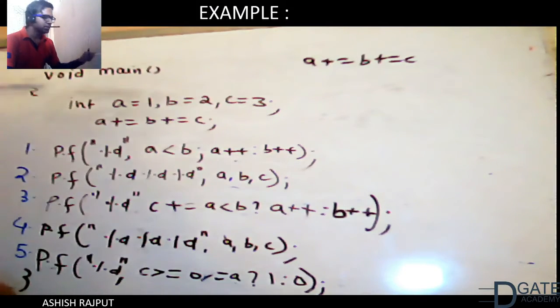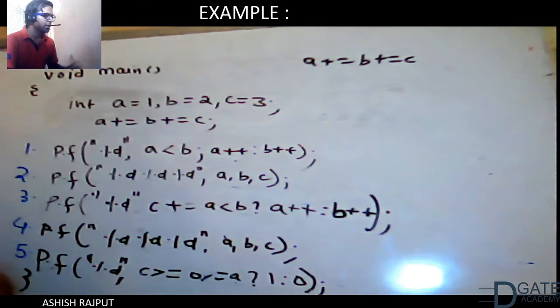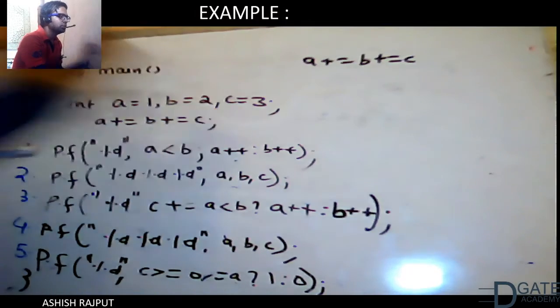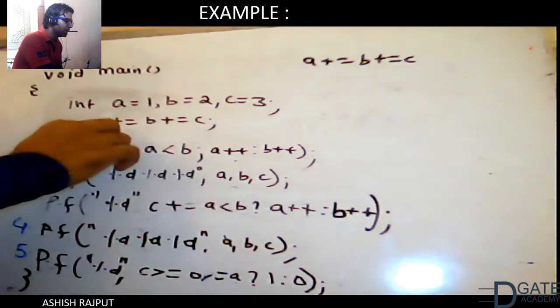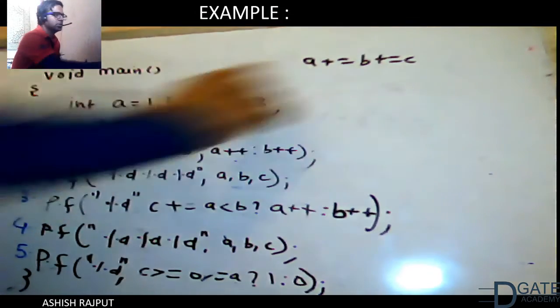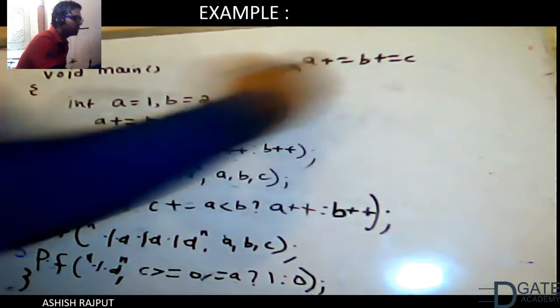In this statement the number of printf statements is 5, and ignore the syntax error because p.f means printf. So int a is equal to 1, b is equal to 2, c is equal to 3. Yes, this is the given statement. And in the next line, a plus equal to b plus equal to c. So I will write this statement here.